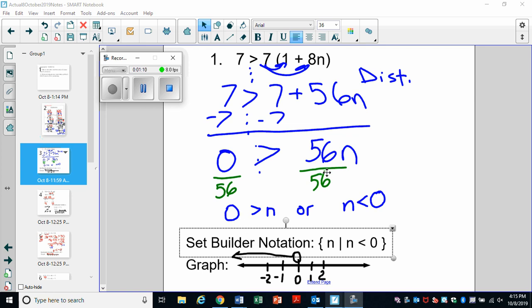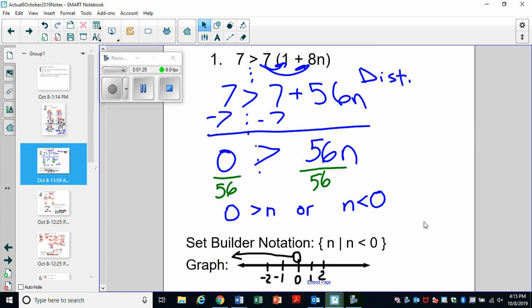And 56 divided by 56 is the 1. And then, of course, the n comes on down. So we have 0 is greater than n, or you could also write n is less than 0. And we also have the set builder notation. So basically you're saying n is such that n is, not greater than, less than 0.